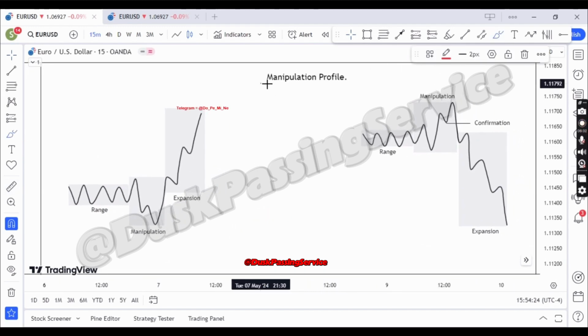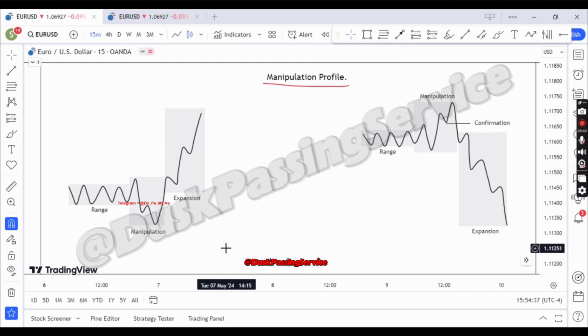Now we can even further define this knowledge about market profiles and add another profile, which is called the manipulation profile. Now let me explain to you why it is so important and how you could use this manipulation profile to position yourself in trades towards a drawn liquidity. Now the manipulation profile occurs or starts after a ranging profile.